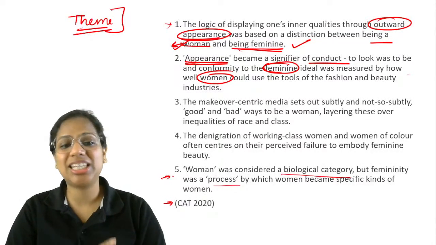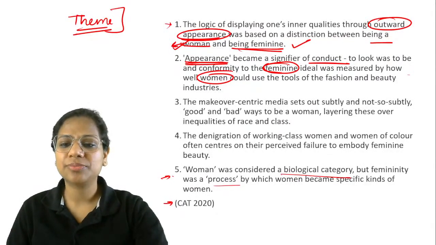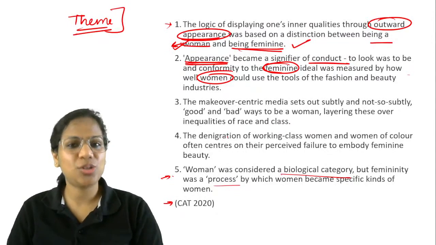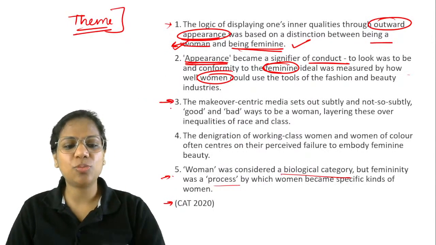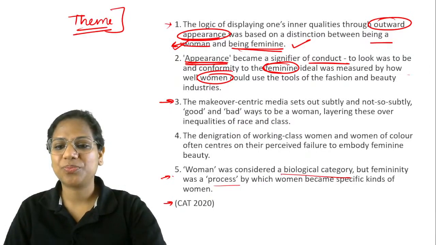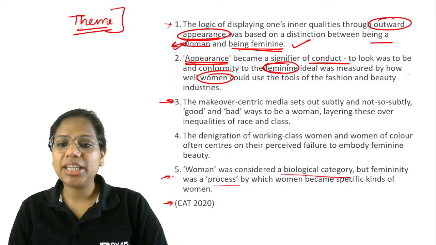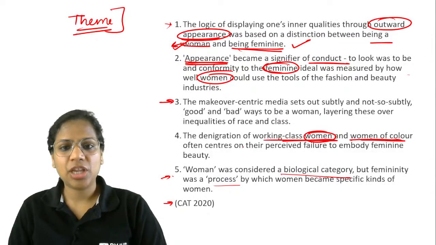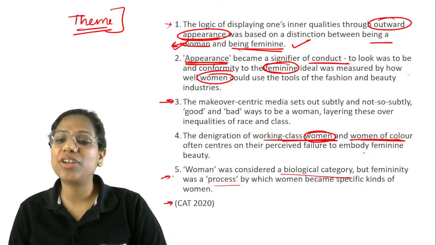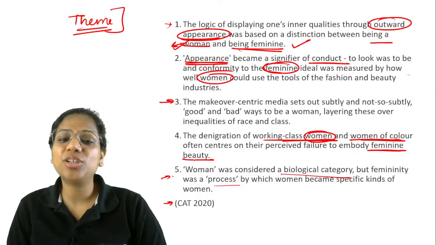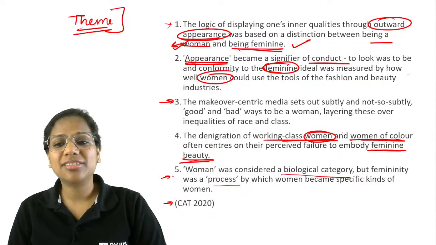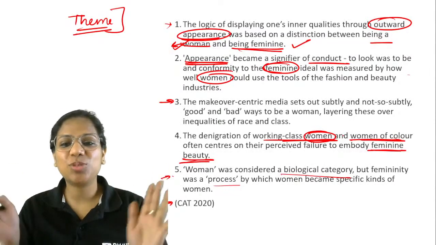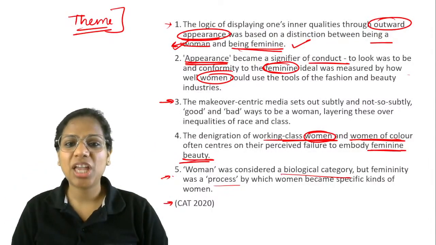So Mayank says 3. Mayank, what makes you say 3? You're right, of course. But what made you mark 3 as the odd sentence out? Vicky also says 3. See this. The denigration of working class women and women of color often centers on their perceived failure to embody feminine beauty. So again, this distinction between being a woman and being feminine.